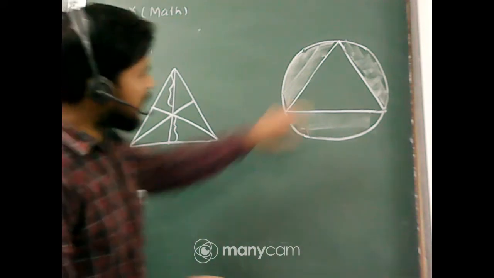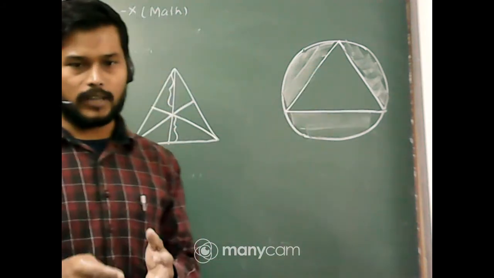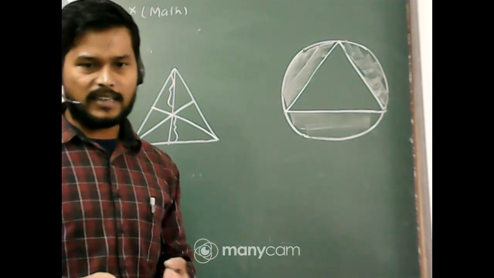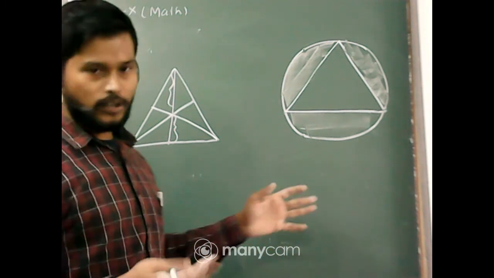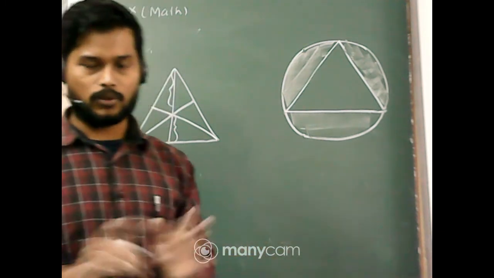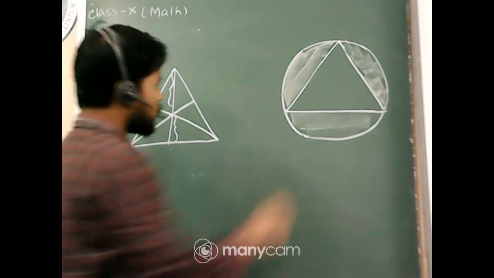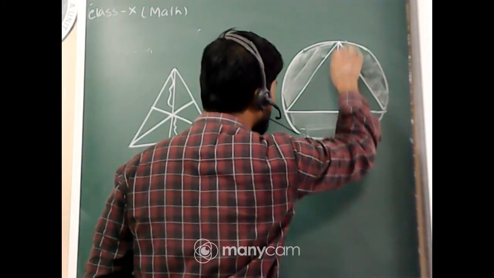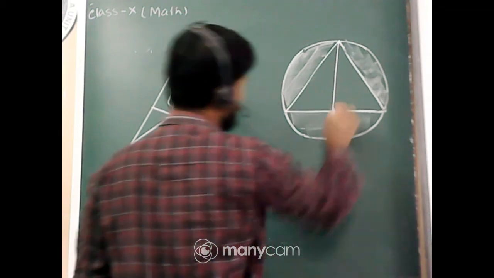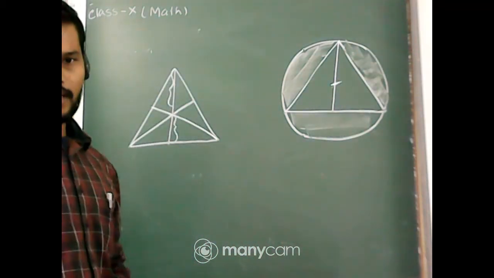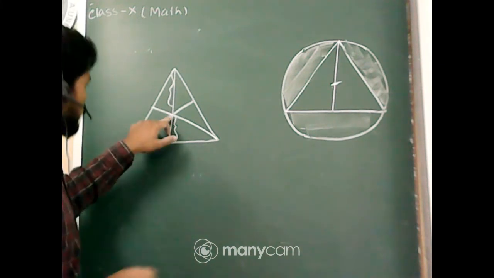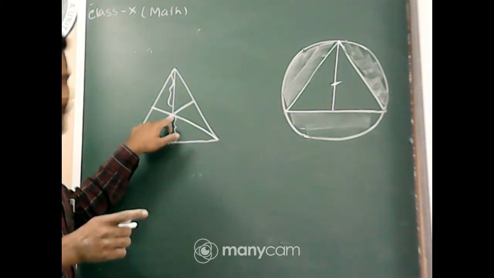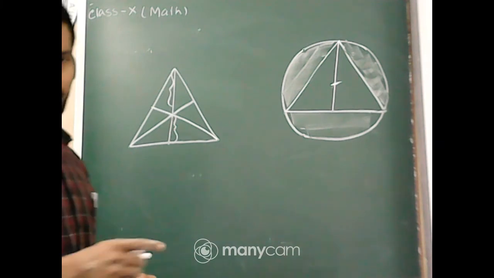Now in an equilateral triangle, we know that the medians, the heights and the altitudes coincide, means all are equal. So let us consider this is the height of the equilateral triangle, and this is the centroid. Centroid means the point where the medians intersect each other is called the centroid.